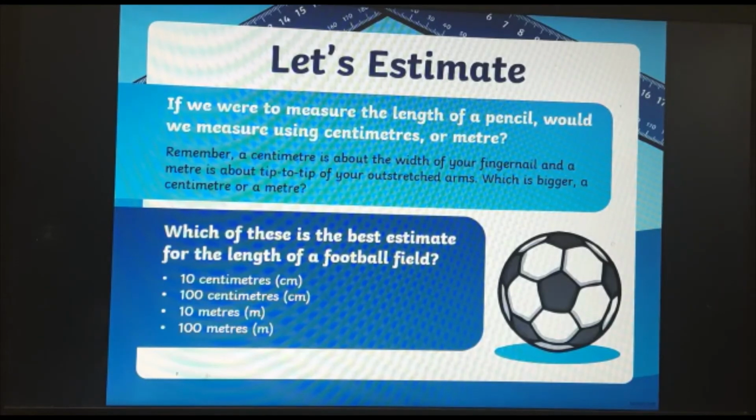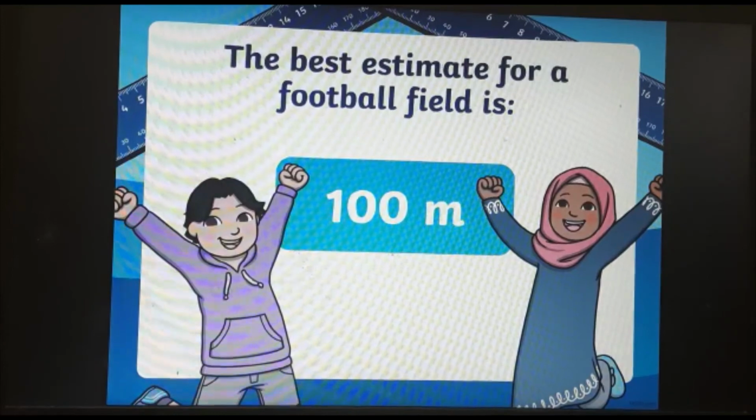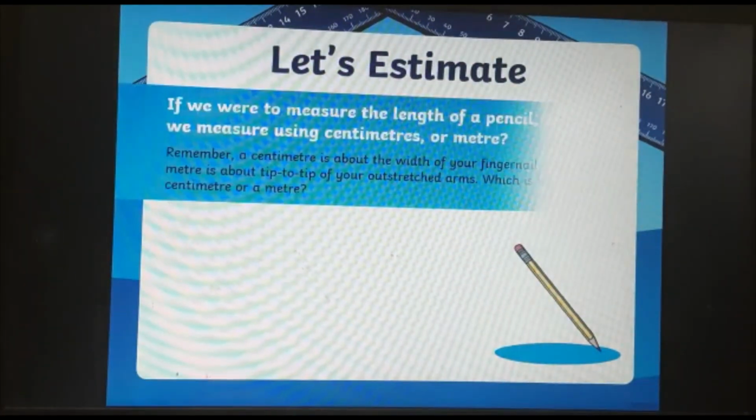Which of these is the best estimate for the length of a football field? 10 centimeters, 100 centimeters, 10 meters or 100 meters. We're talking not about a football, we're talking about football fields. So let's get going and write the answers in your notebooks. Yay! The answer is, the best estimate for the football field is 100 meters. Correct. Let's estimate another question.